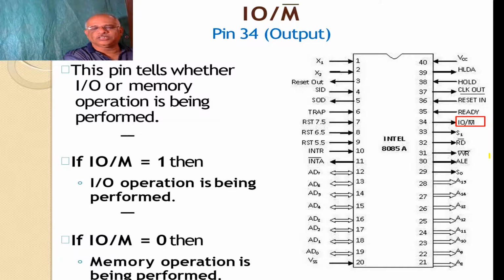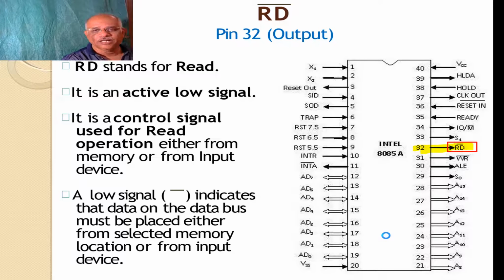Welcome students in our series of lectures on microprocessor 8085, and we are discussing the pin configuration of microprocessor 8085. In this process, we have discussed the IO/M bar pin in the last lecture. Today, we will go forward and discuss pin number 32, which stands for RD bar.